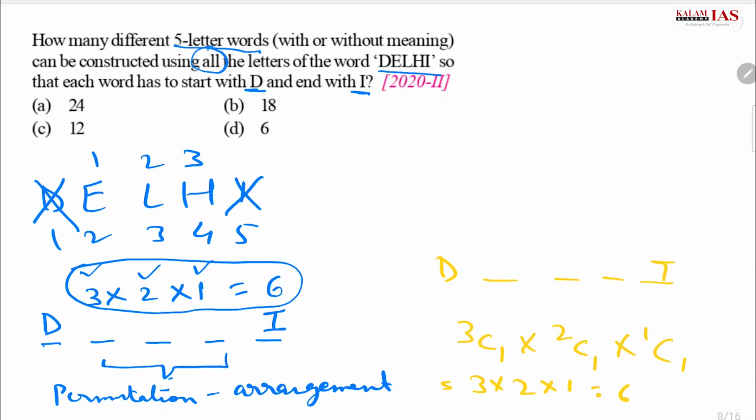सो दोनों तरीके से आप कर सकते हो, but logic is important कि ऐसा क्यों कर रहे हैं। उसके बाद you don't have to remember the formulas, simply apply the logic and get your answer. So the answer will be D6. Moving on to the next question.